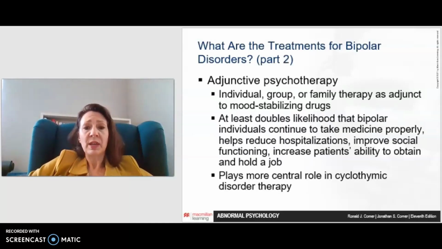We also have adjunctive psychotherapies that can be used, different types that at least double the likelihood that bipolar individuals will take their medicine properly and lead better lives. It plays a more central role in cyclothymic disorder. That's the end of this chapter.